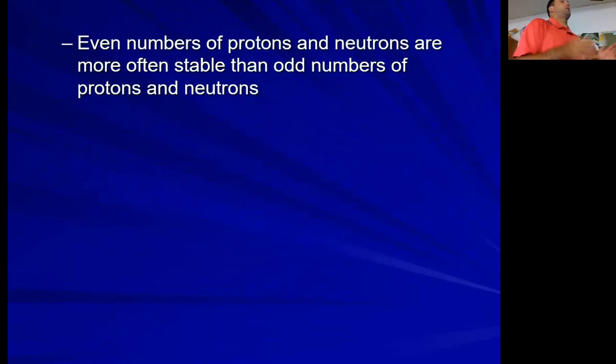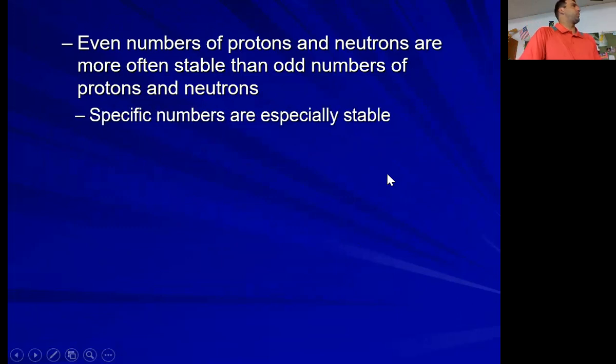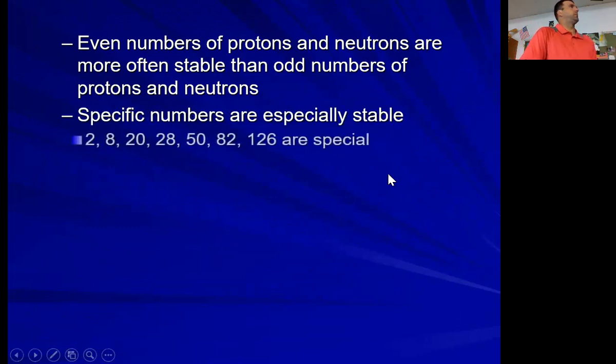Alrighty, now these are just weird things. I think this is very weird, but even numbers are more stable than odd numbers. Don't ask me why, I don't know the answer. I'm just telling you that even is more stable than odd. I would assume that's because they pair up. Certain numbers are especially stable.